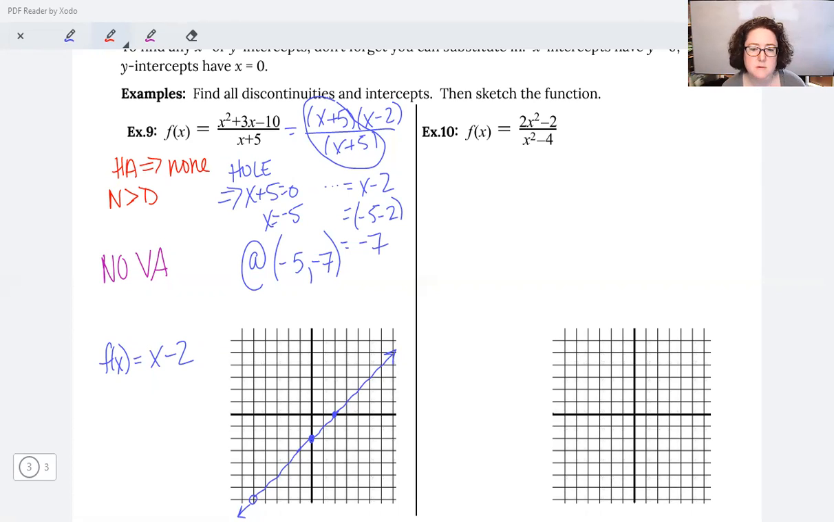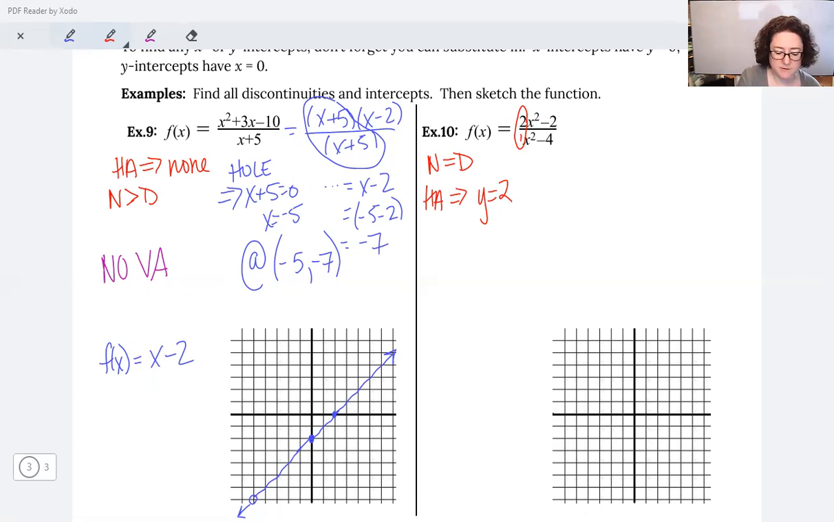Horizontal asymptote. Well, our numerator and denominator degrees are equal. Therefore, that means we need to look at our coefficients. We have an implied coefficient of 1 in the denominator. So that means our horizontal asymptote is y equals 2.